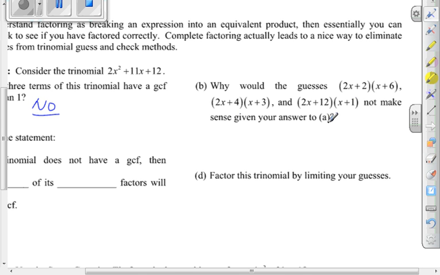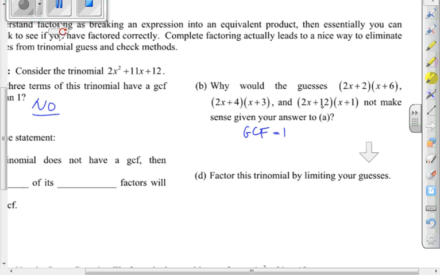Well, let's think about our answer to A. Our answer to A was that the GCF was equal to 1. Now, on the surface, these look like good guesses. In fact, if we think about the double distribute method, and we think about how that works, if we did 2x times x, we would get 2x squared. If we did 2 times 6, we would get 12. So that looks like a pretty good guess.